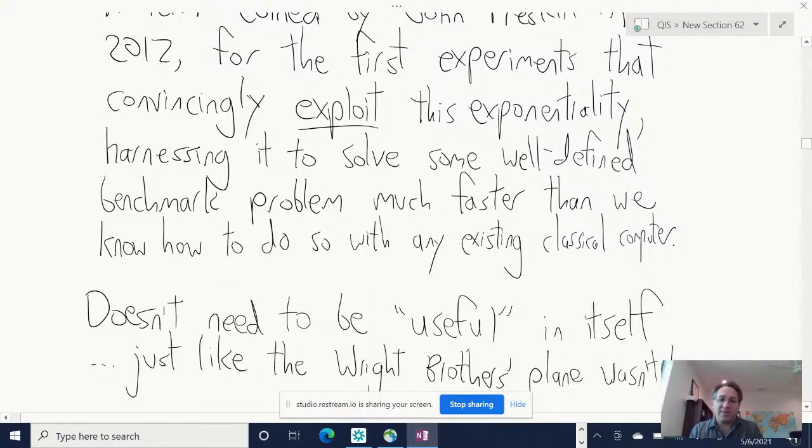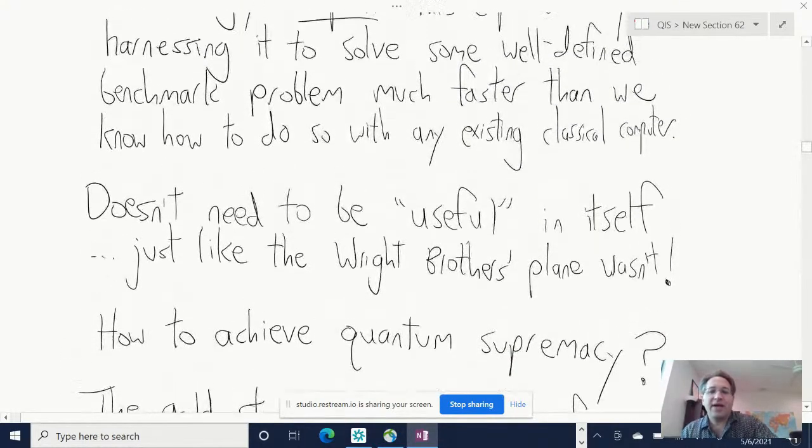You should think of the Wright brothers' airplane, let's say, or Enrico Fermi's nuclear chain reaction. These were not useful in and of themselves. They were built in order to prove a point, that a certain technology can work, or can give you an advantage over what you could have done without it.